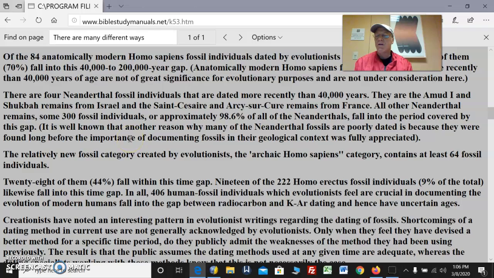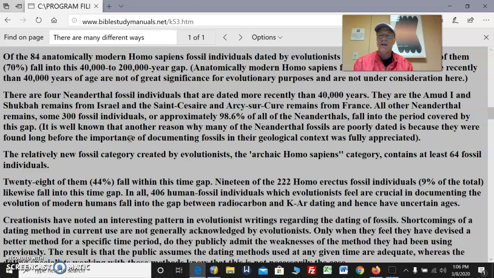There are 4 Neanderthal fossil individuals that are dated more recently than 40,000 years. They are the Amud 1 and Shukba remains from Israel, and the Saint Césaire and Arcy-sur-Cure remains from France. All other Neanderthal remains, some 300 fossil individuals, or approximately 98.6% of all of the Neanderthals, fall into the period covered by this gap.